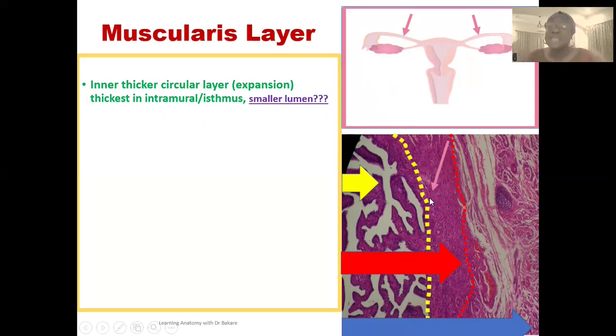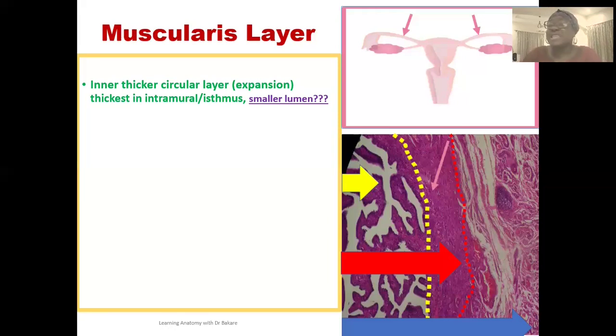And it is also thicker in terms of its configuration. What it does basically, because it runs in a circular pattern, it helps to control the process of expansion. Remember, the uterine tube is a tubular structure. So it's helping to control its expansion and also its relaxation because of its circular orientation. But you see more deposits of the inner thicker circular layer around the intramural region and also the isthmus. We know that these two regions are closer to the uterus.